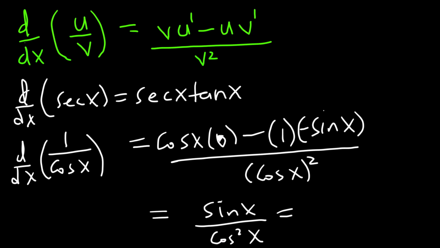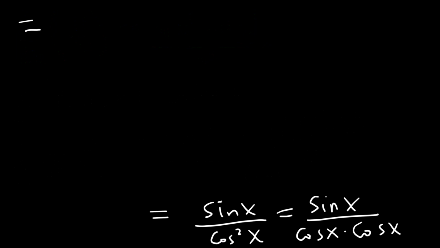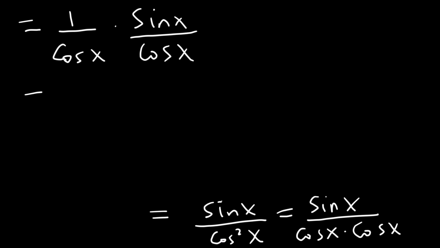And this can also be written as sine x divided by cosine x times cosine x, which is the same as 1 divided by cosine x times sine x divided by cosine x. And we also know that 1 divided by cosine x is secant x. So this will be secant x. And then sine x divided by cosine x is tangent x. So this will be tangent x. So that's how we prove this.